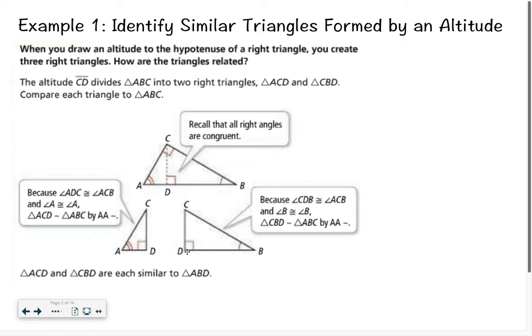And then our medium triangle, CDB, is similar to the large triangle ABC by angle, because we have the right angle, and then angle, we have the angle B that is repeated on both of those triangles. So again, triangle CBD is similar to triangle ABC by angle-angle similarity. Okay, so again, drawing in that altitude creates some cool relationships.